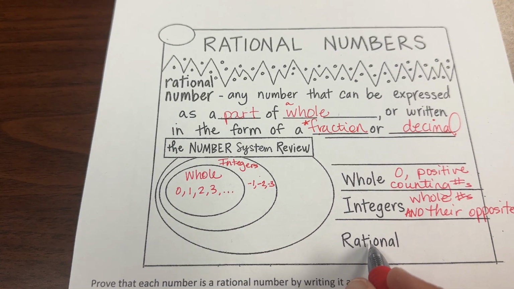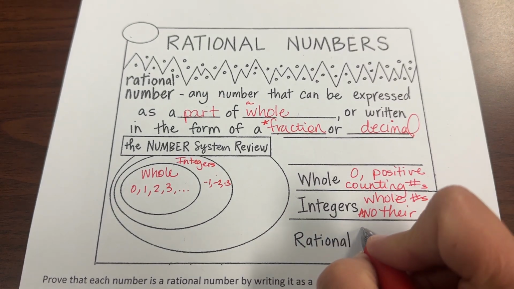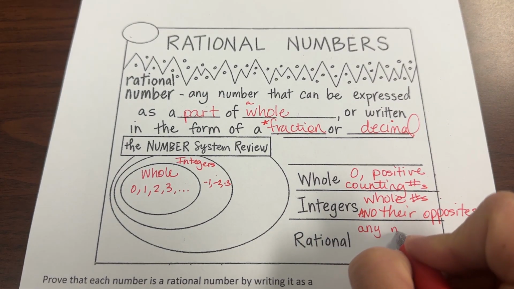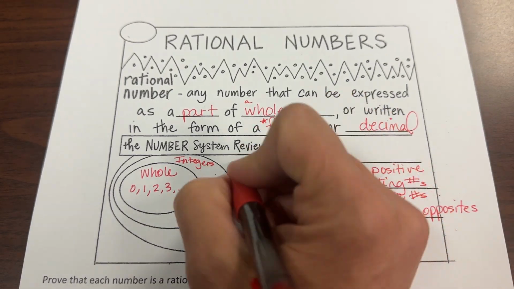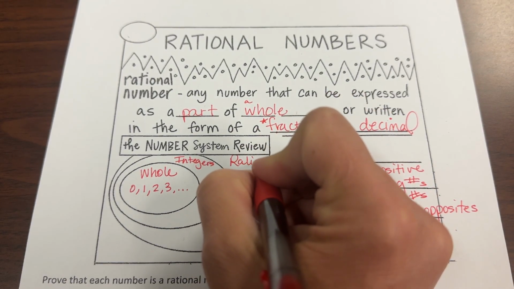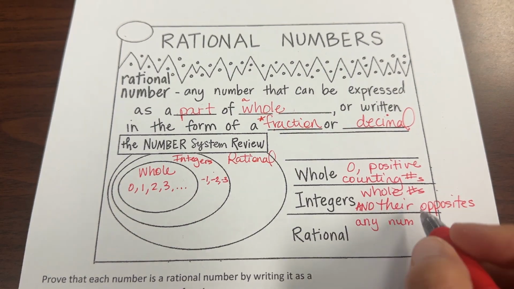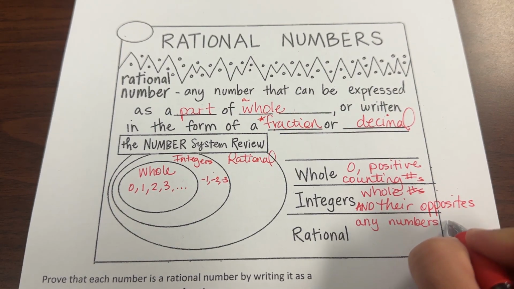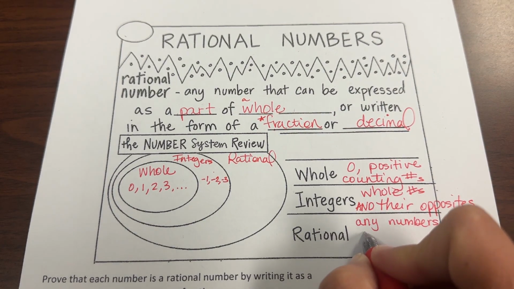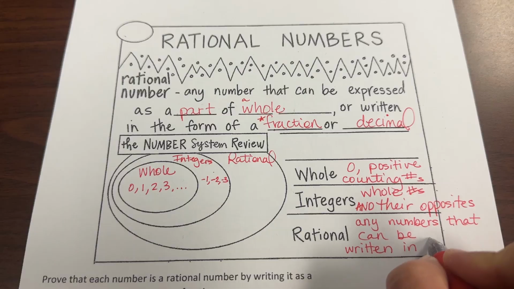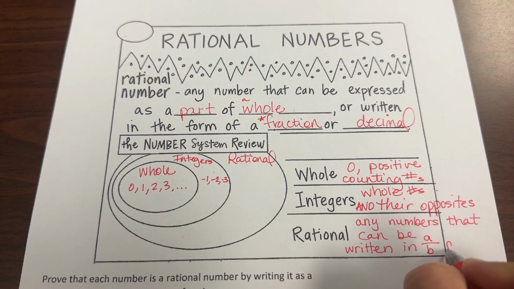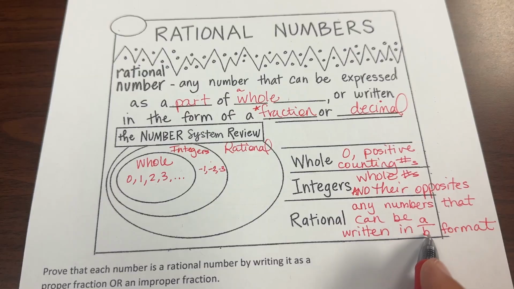And then you have rational numbers, which is any number. So that includes all the whole numbers and all the integers. Okay, so this is rational. So it includes any numbers that can be written in A over B format. So that means fraction format.